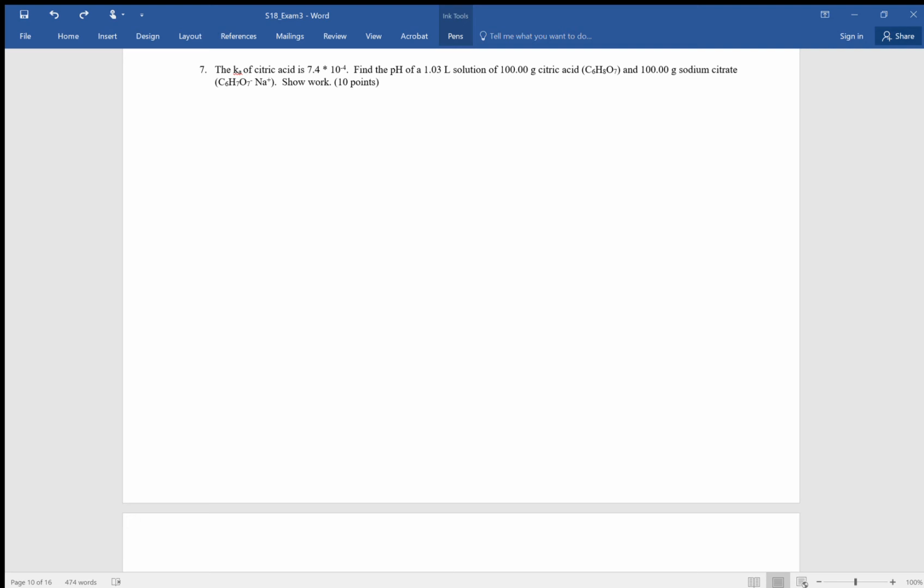Question 7 is a buffer question. We're looking for the pH of a buffer containing citric acid and sodium citrate. As we've said many times, anytime we're dealing with a buffer question, we need our Henderson-Hasselbalch equation. pH equals pKa plus log of the base over the acid.